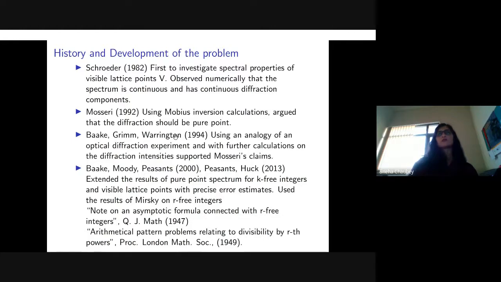And after 2 years, Bach, Grimm, and Warrington used an analogy of an optical diffraction experiment, and with some further calculations they supported Mosheri's claim. And only in 2000, Bach, Moody, and Pleasants, and then in 2013, Pleasants and Huck, extended these results of pure point spectrum for visible lattice points and k-free integers with precise error estimates. Up until then, they were not able to come up with explicit error terms, but using the results of Mirsky on R-free integers, these are the two papers of Mirsky, they came up with a precise asymptotic formula with good error bounds and showed it for visible lattice points in 2000 and in 2013 for k-free integers.